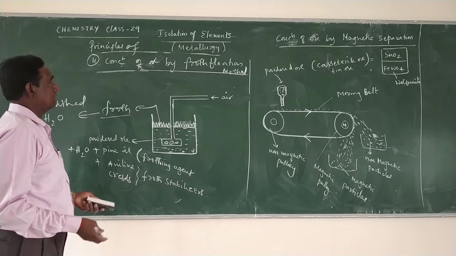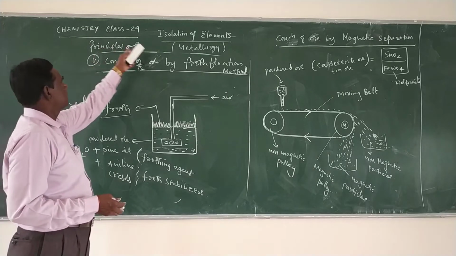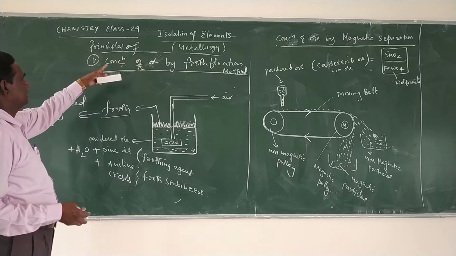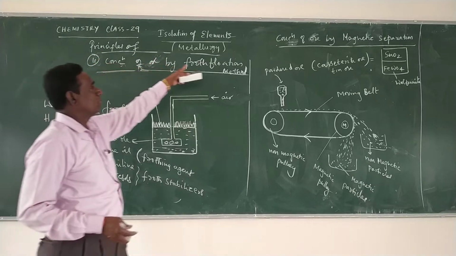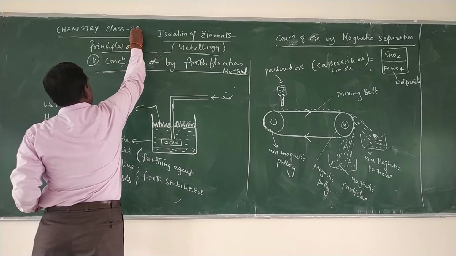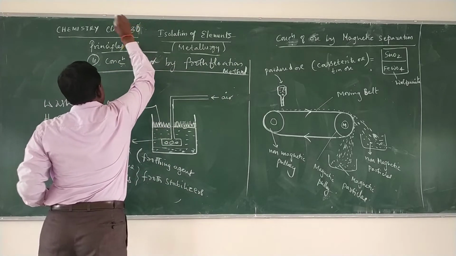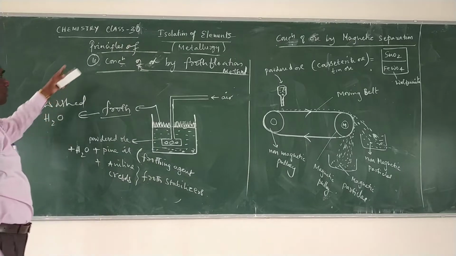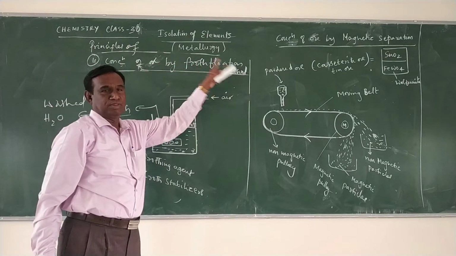Let me take the principles of metallurgy. We are taking concentration of the ore by froth flotation processes. This is chemistry class number 30. So, concentration of the ore by froth flotation method.